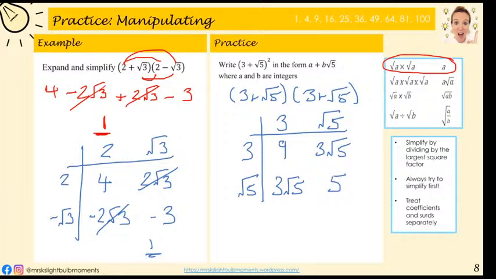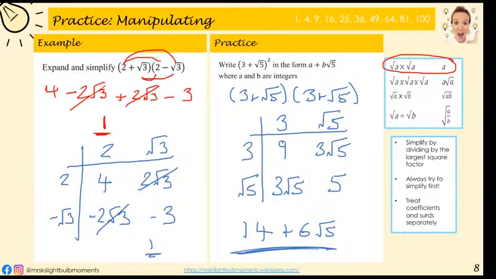Now we have to add together. Let's take our numbers first. 9 plus 5 is 14. Then we've got 3 root 5 plus 3 root 5. They don't cancel out this time because they're both positive. So we actually end up with 6 root 5. We don't do anything to the root 5s. They don't become a root 10 when they're added. It's just 3 lots of root 5 plus another 3 lots of root 5. So we end up with 6 root 5. Final answer. Hope we did all right on that one.